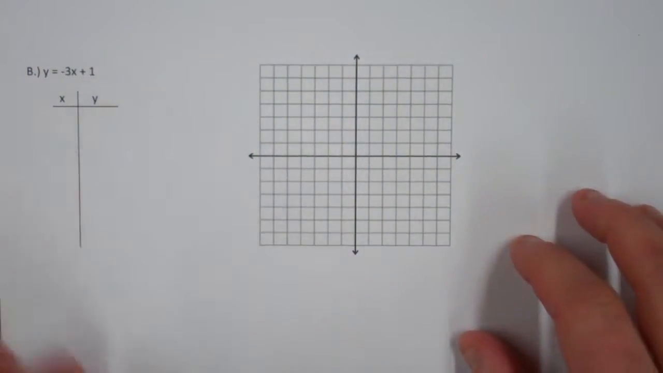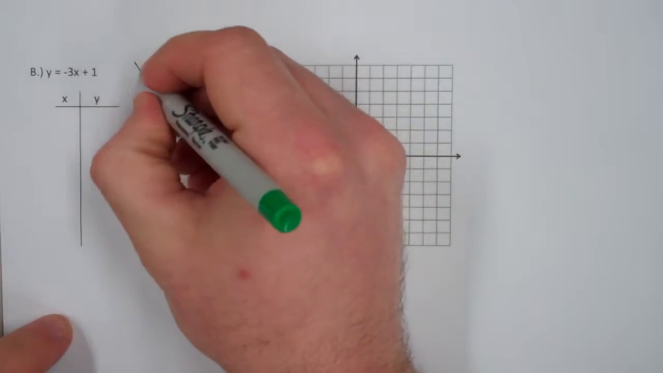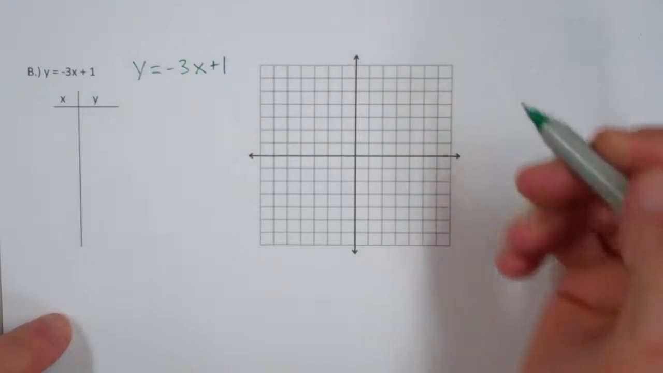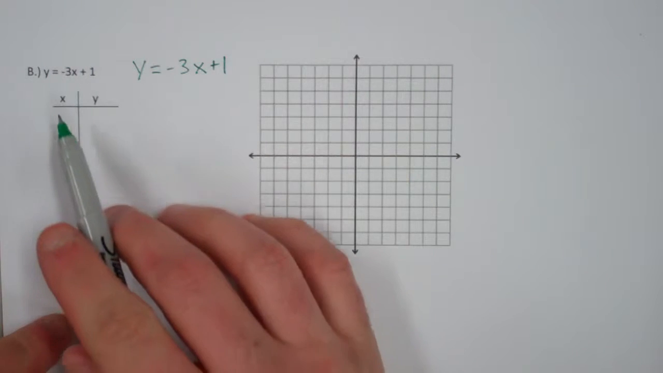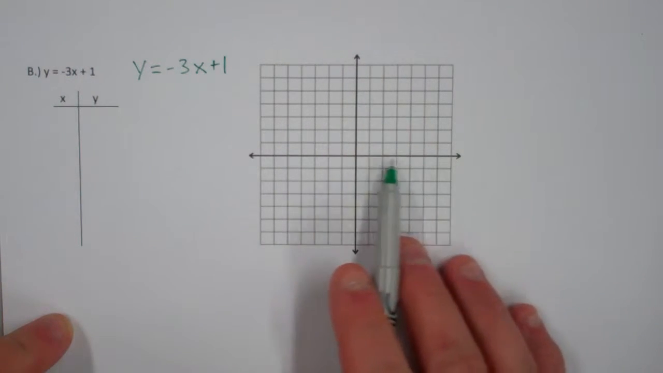Okay, and we have another equation, and I'm not sure if you can see that there. I'll write this a little bit bigger. It's y is equal to negative 3x plus 1. That's the equation that we want to graph here. And unfortunately, we're not given any x's. When you choose x values, though, you want them to be somewhere on the graph.